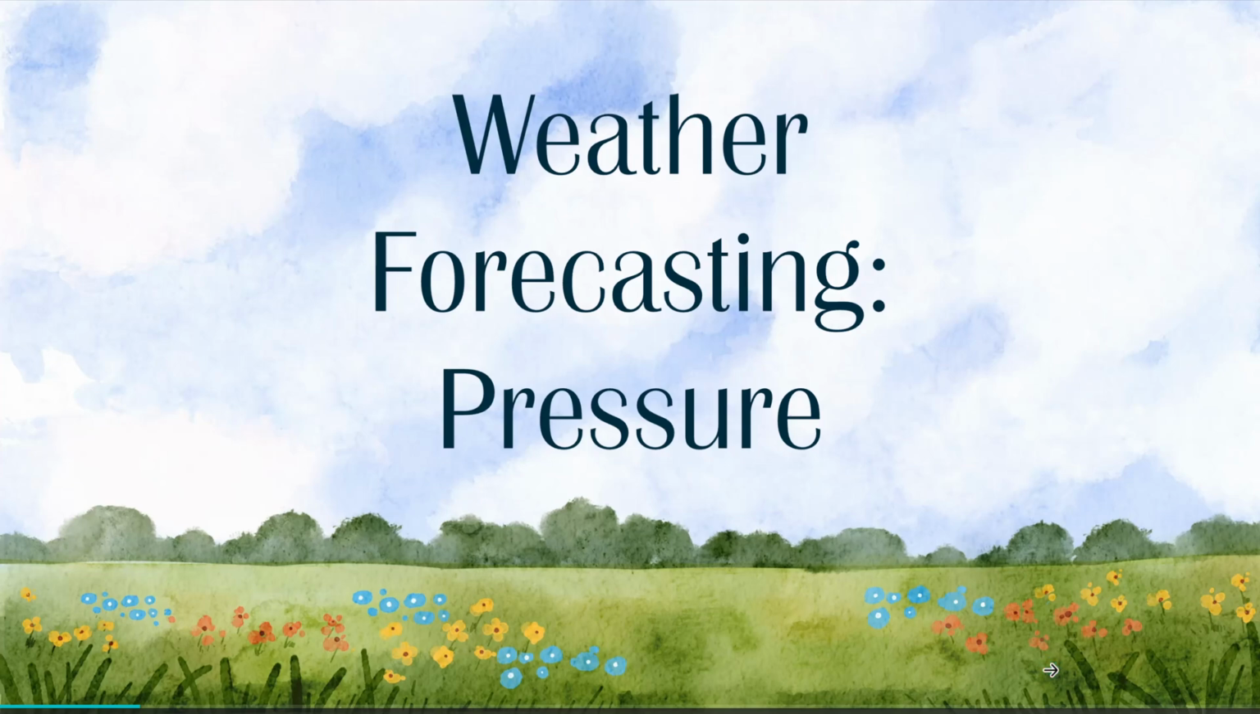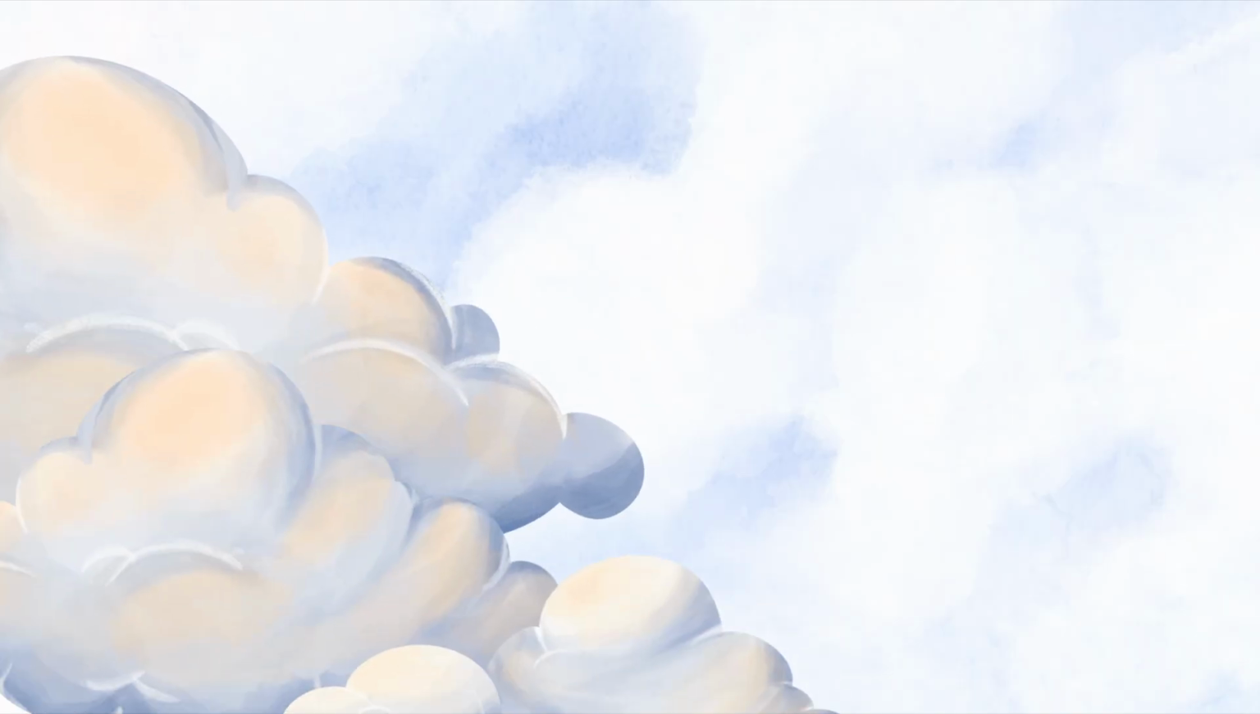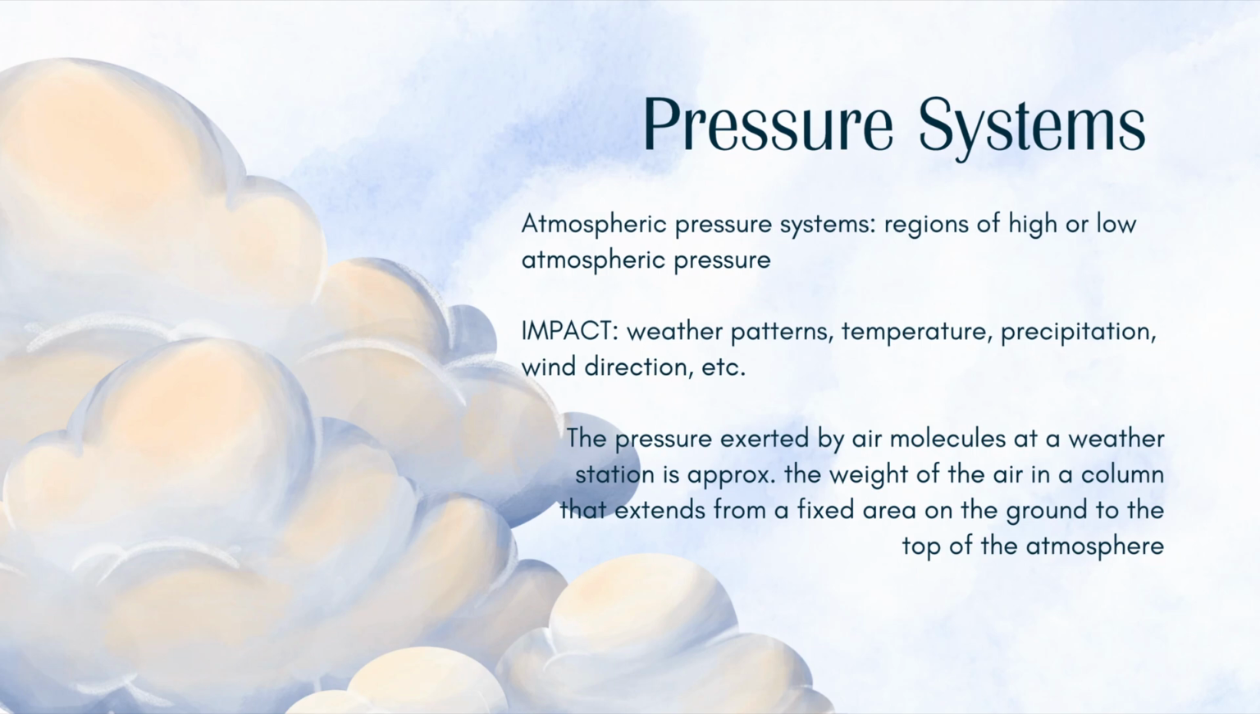So my topic is about the impact of high and low pressure systems in the atmosphere and how this has an impact on weather forecasting. First off, pressure systems are regions of high or low atmospheric pressure. This impacts weather patterns, the temperature of the air, which also impacts precipitation, wind direction, etc., and the formation of clouds, which leads to rain and snow.